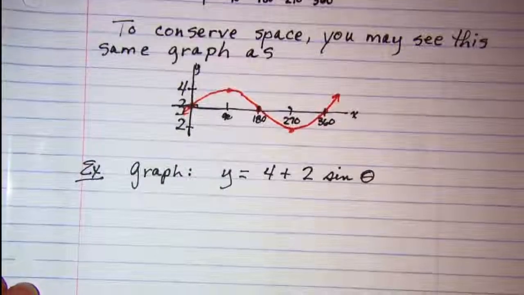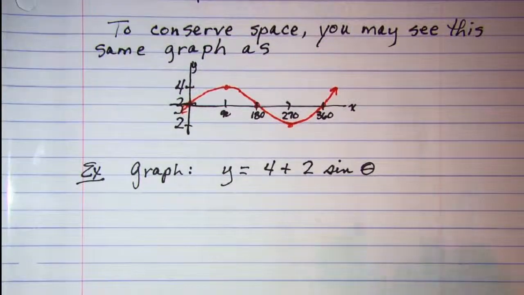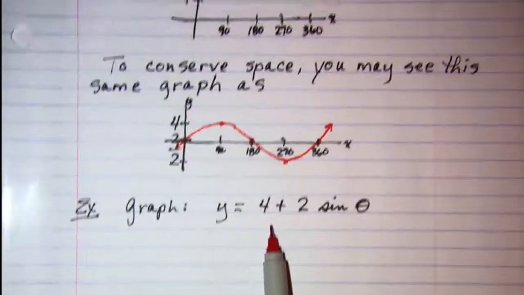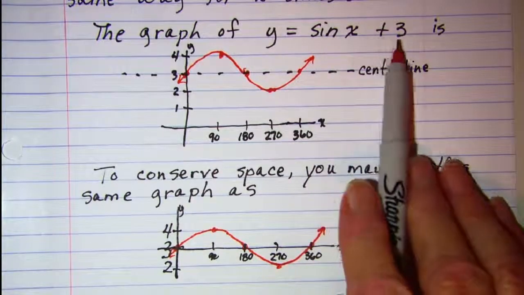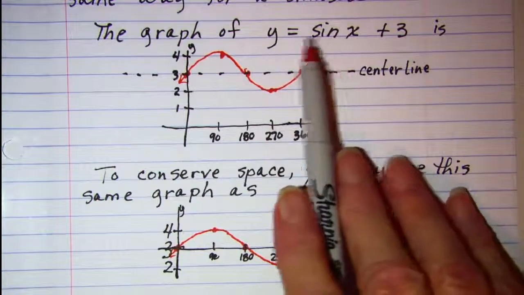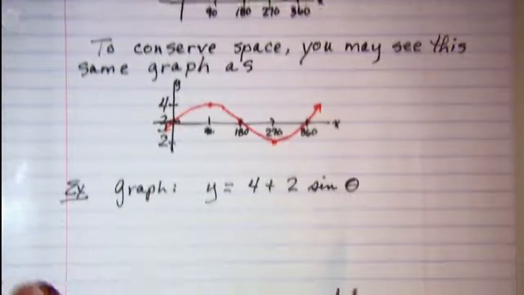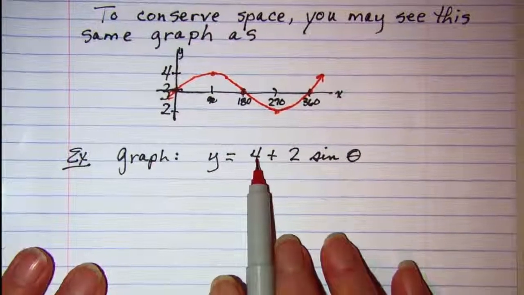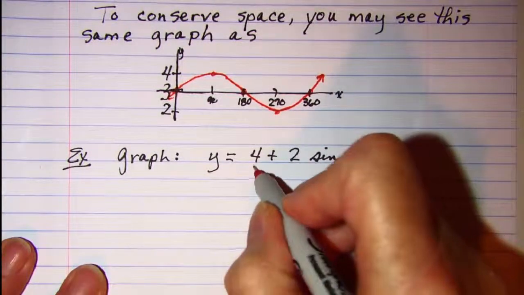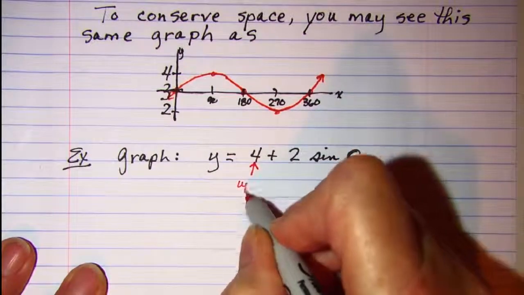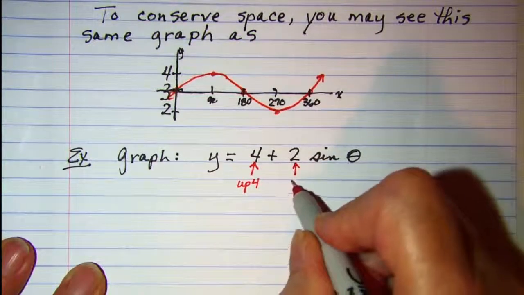Let's do an example. We're asked to graph y equals 4 plus 2 sine theta. Notice that this one is a little different in that in the previous equation, we added our 3 on the back. So we have our trig function and then plus 3. And on this one, we're adding our constant in the front. So this is the up 4. And this 2 right here shows my amplitude.